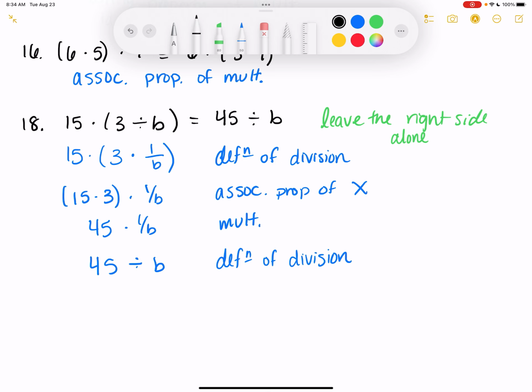Let's do another one of those. 22. We have 12b plus 15 minus 3b equals 15 plus 9b. Okay, so again, we're going to leave the right side alone. We want to make sure this looks like a b and not a 6. We want to make the left side look like the right side. So I'm going to ask y'all, what do you think I need to do first?